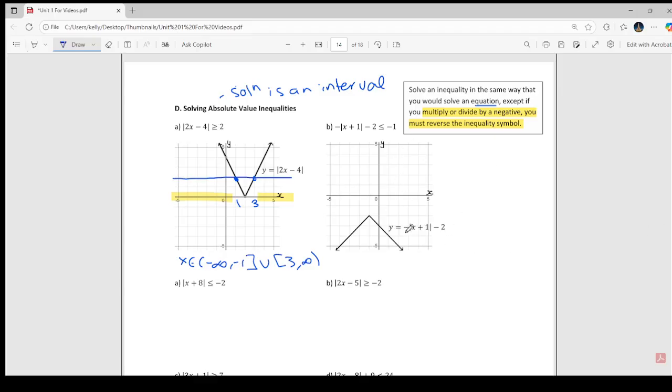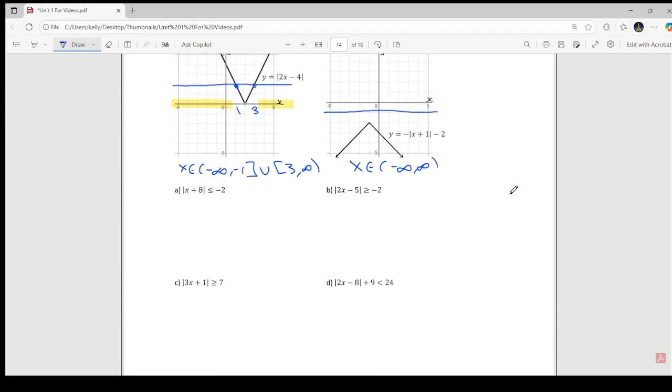The second one, when is the negative absolute value of x plus 1, minus 2, less than or equal to minus 1? Well, always. This function, because it's been flipped and translated down, is always less than negative 1.